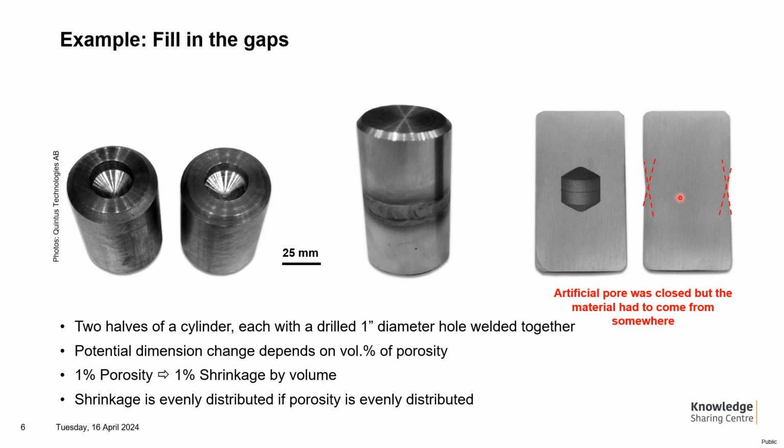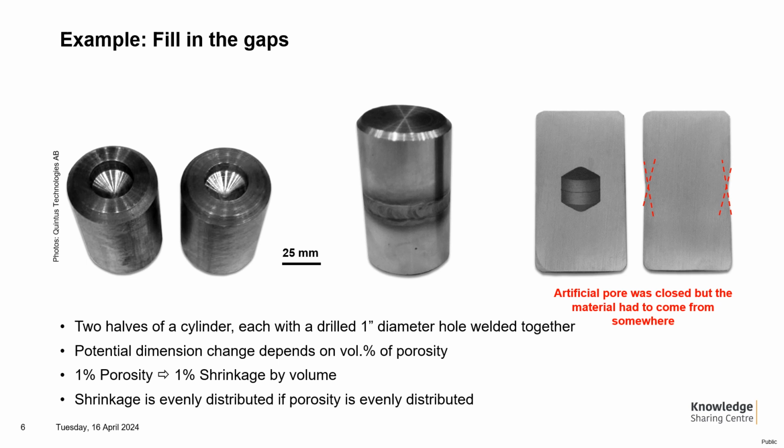So the potential dimensional change depends of course on the volume percentage of porosity. And you can, by a rule of thumb, estimate that 1% porosity refers to 1% shrinkage by volume. Of course, the shrinkage is evenly distributed if porosity is evenly distributed, and in most manufactured parts the porosity is evenly distributed. And since we do not have such big porosity, you can also say that the dimensional changes are not that significant, so you do not have large deviations in your geometry. Of course, it's a really extreme example on that slide.